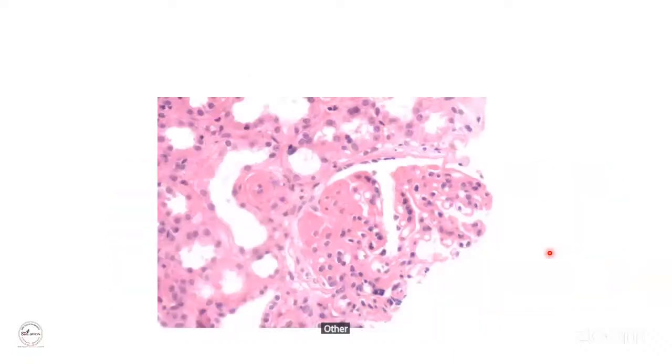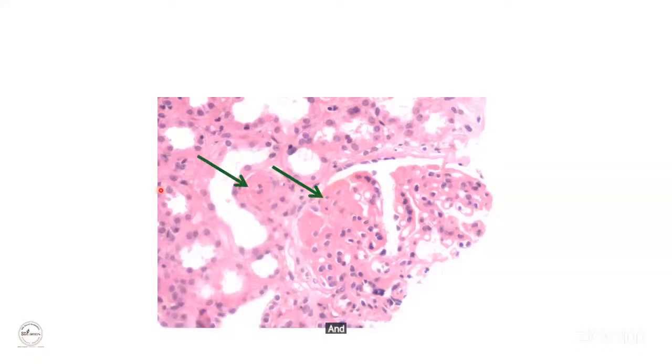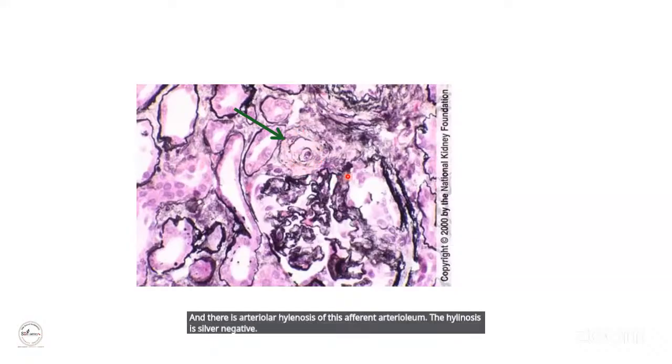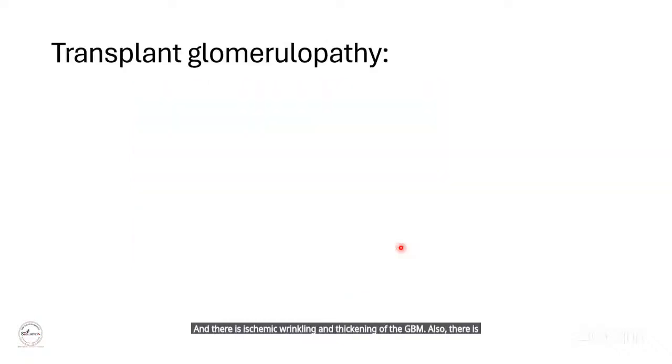Other changes like FSGS with segmental hyalinosis. This is attached to Bowman capsule. There is no prominence of overlying podocytes and there is arteriolar hyalinosis. Also, we get to see there, this is silver stained section and there is arteriolar hyalinosis of this afferent arteriole. The hyalinosis is silver negative and there is ischemic wrinkling and thickening of the GBM. Also, there is segmental sclerosis.